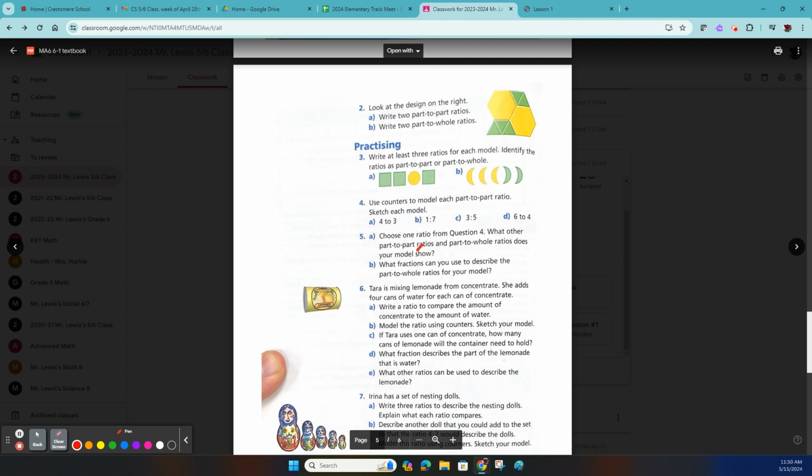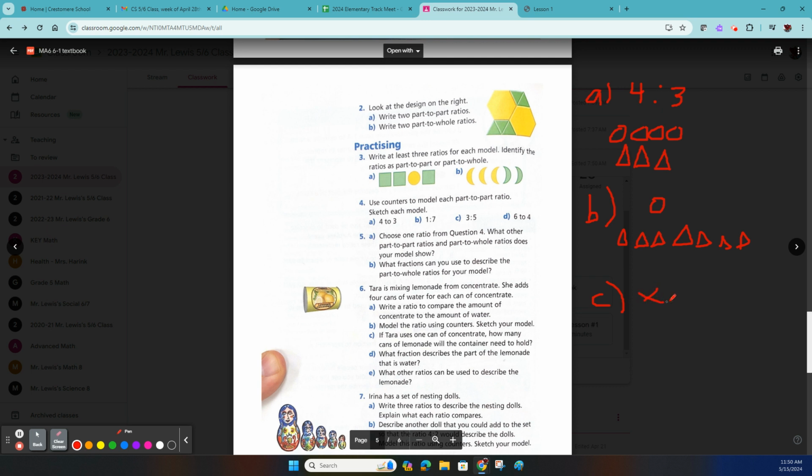Crush it. Question 4. Use counters to model each part-to-part ratio. Sketch each model. So for A, I've got 4 to 3. I'll just write it down to help my brain. 4 to 3. So we want part-to-part. All right. Well, I'm going to use 1, 2, 3, 4 circles, and then I'll do 3 triangles. Cool. Part-to-part, 4 to 3. B, same idea. I'll do circles and triangles again. So 1 circle, and 7 triangles. Boom, done.